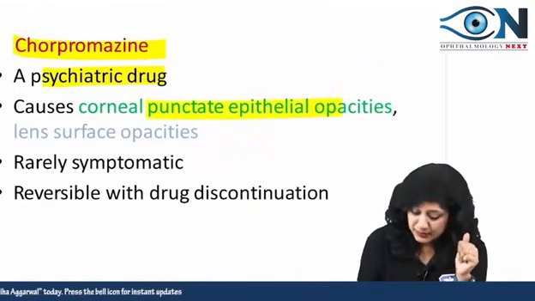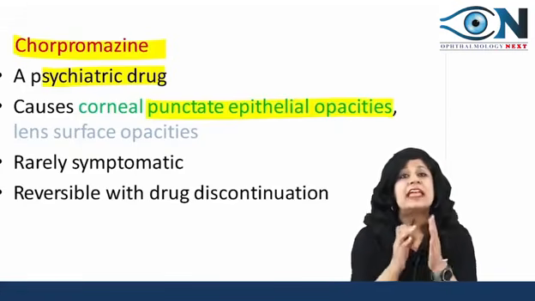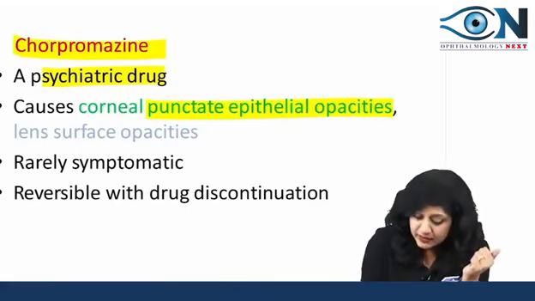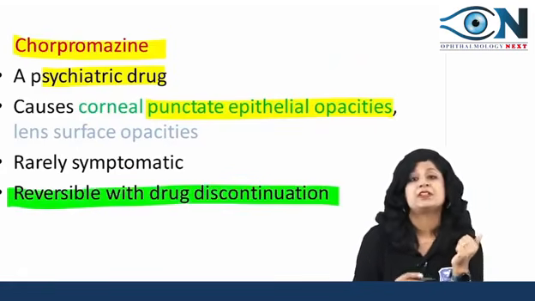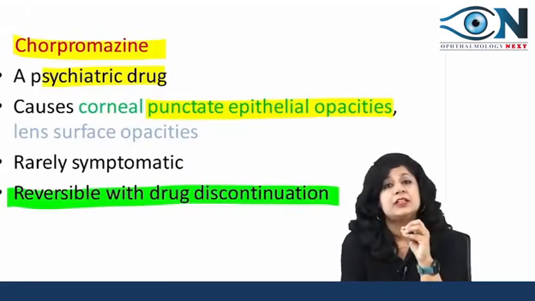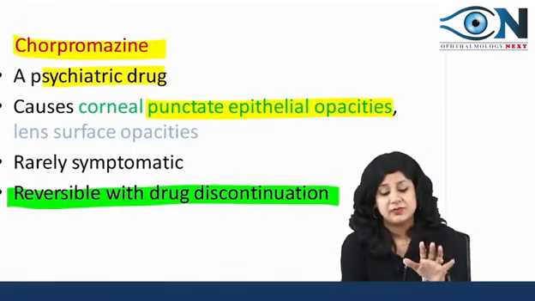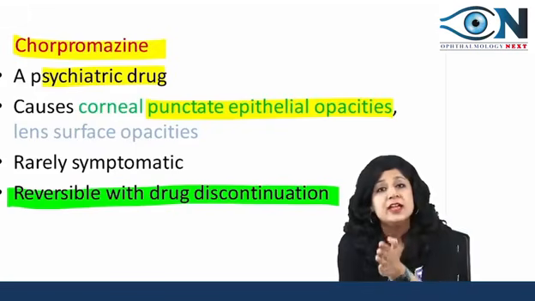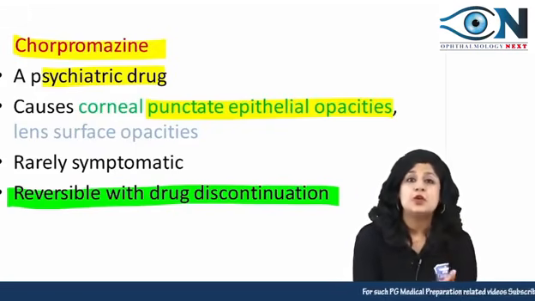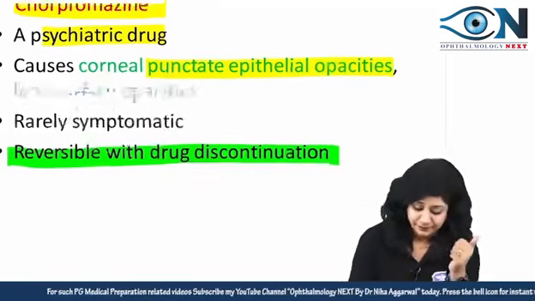So it is causing the punctate epithelial opacities on the cornea, on the lens also. So it is ASC, anterior subcapsular cataract. Really it is symptomatic, and an important thing is that it is reversible with the discontinuation. So when you are giving chloroquine to a person and it is causing the retinopathy, that is not reversible. When you are giving chloroquine and it is causing the keratopathy, that is cornea verticillata, that is reversible. Similarly, when you are giving chlorpromazine and it is causing these punctate opacities, it is also reversible.